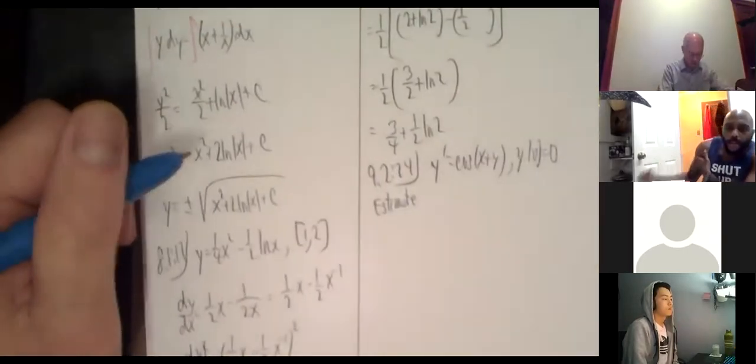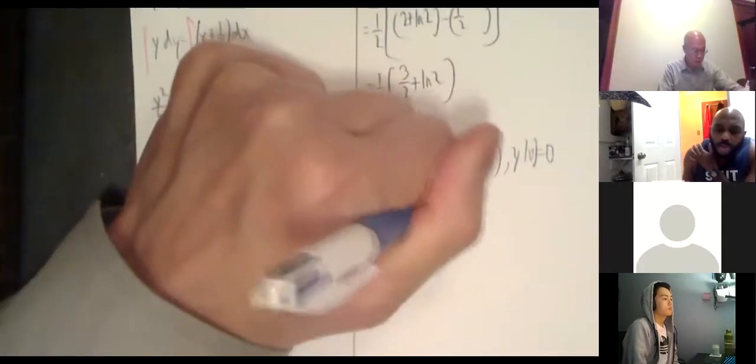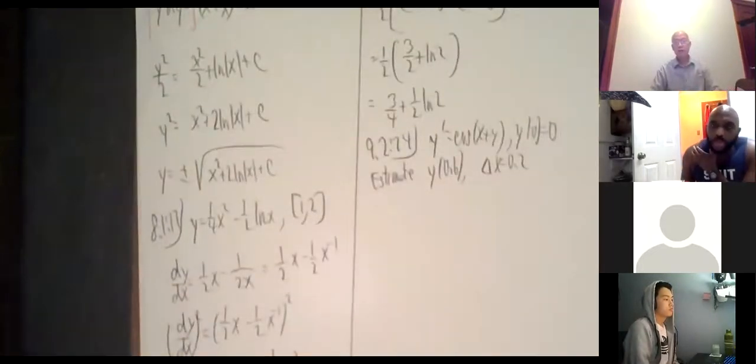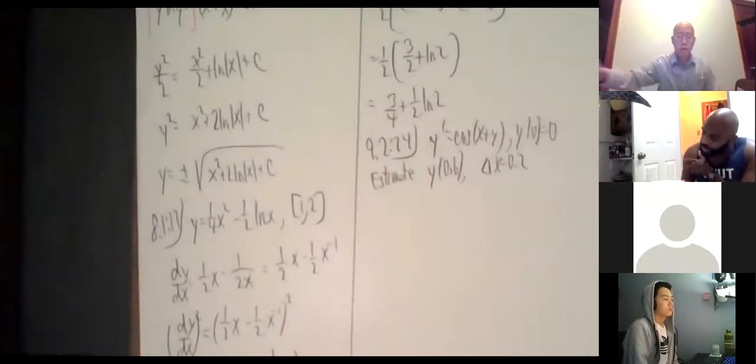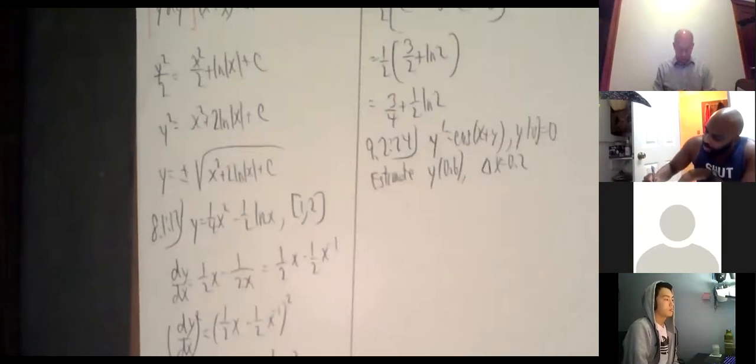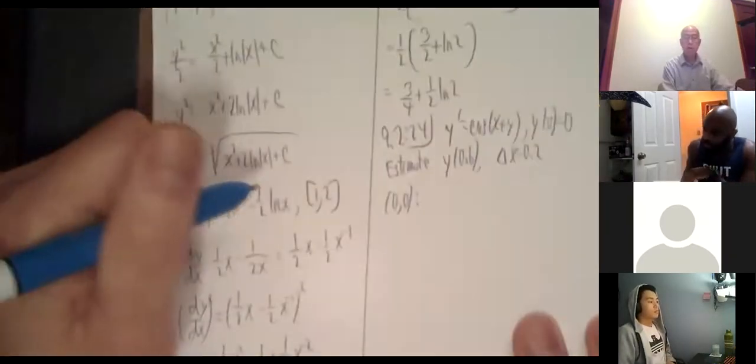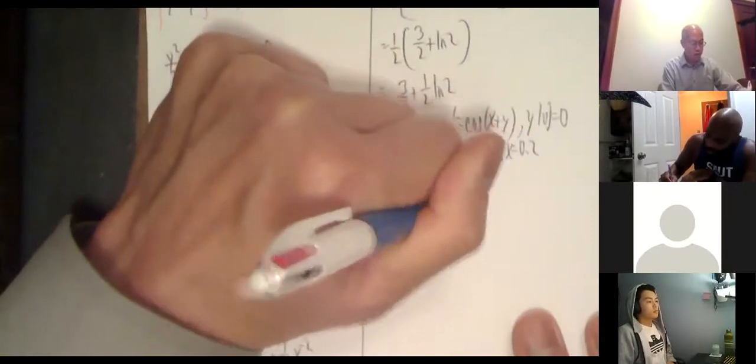Estimate y of 0.6. Delta x is 0.2. Okay, so I've got to get the calculator ready. Make sure it's in radian mode. Let me check, I'm in radian mode. So I start at 0, 0. Y prime is cosine of 0 plus 0, which is 1.